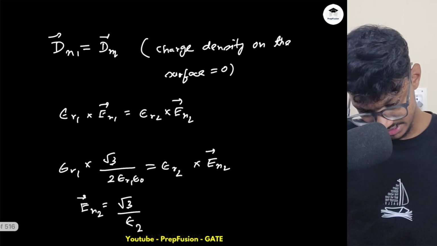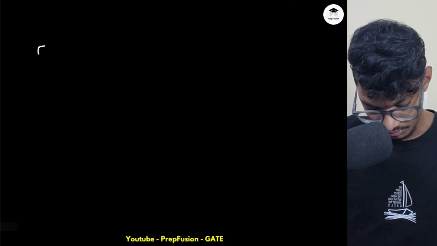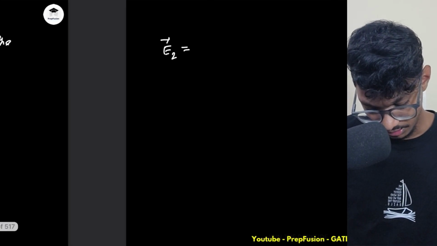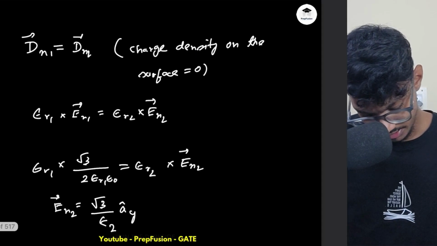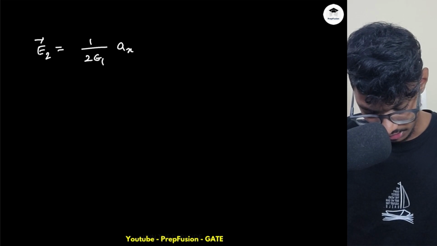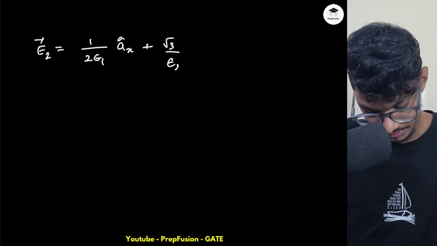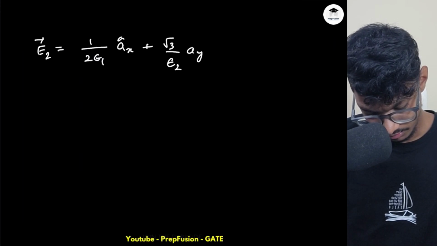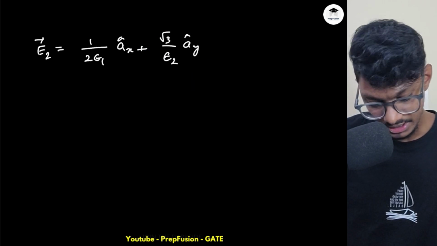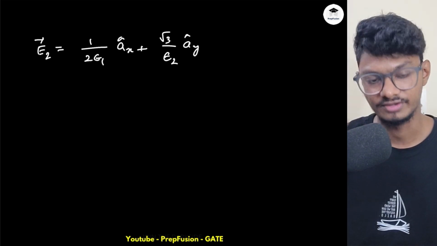And so basically what will be my electric field? This is in the normal direction plus ay cap direction, correct? So my electric field in the medium 2 will be, tangential component will be same, rho s upon 2, rho s is 2, so this becomes 1 by 2 epsilon 1 ax cap plus root 3 by epsilon 2 ay cap. Okay, so this is my electric field in the second medium, and this will be the answer. This is a very good question actually. Please rewatch it again, how I derived everything, step by step procedure.